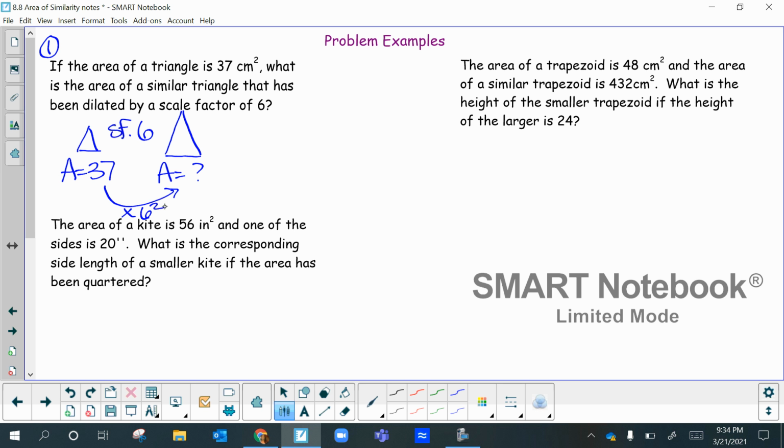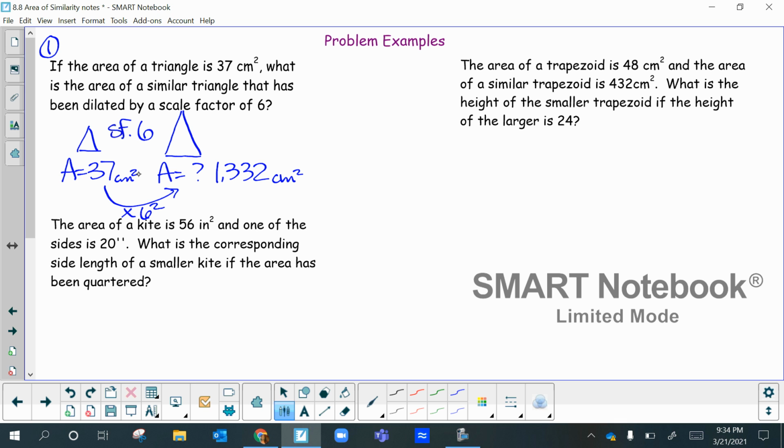37 times 6 squared, which is 36. The new area for this one is going to be 1,332 centimeters squared. Okay, so we had to multiply it by 6 squared. Let's look at this one on the bottom.